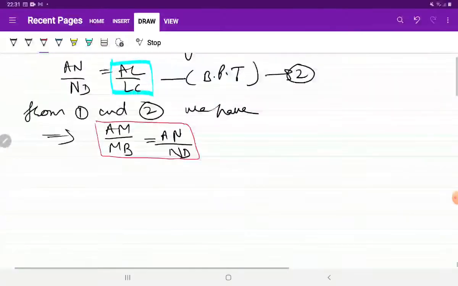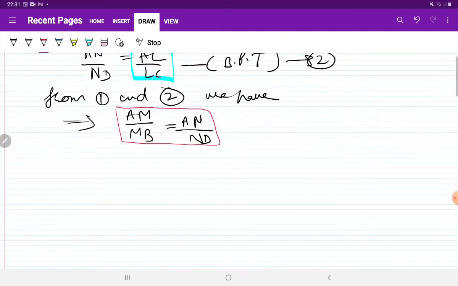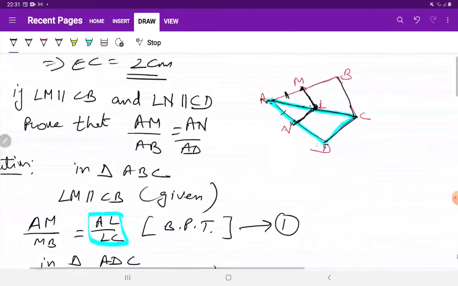But we have now AM upon MB. See, we have AM upon MB. We have to reach up to AM upon AB. So for that, what we'll do, we are taking the reciprocal. So we are writing it MB upon AM is equal to ND upon AN. Just we are taking the reciprocal of this step. Okay. MB upon AM, ND upon AN. Why we are doing so? Because, come to the to prove, we want AM upon AB full side.